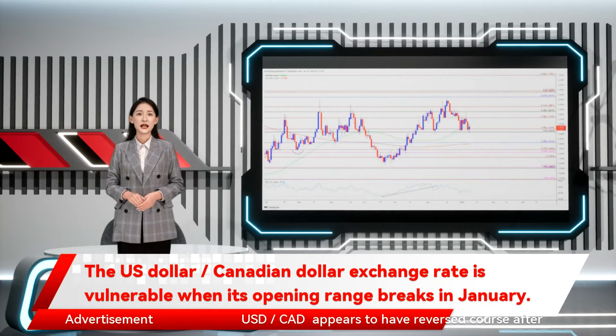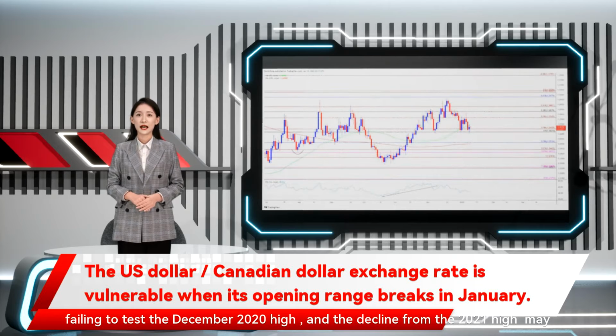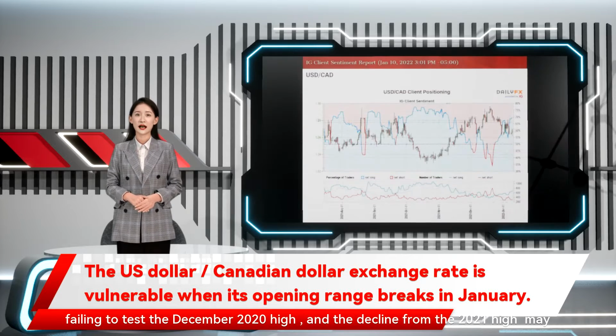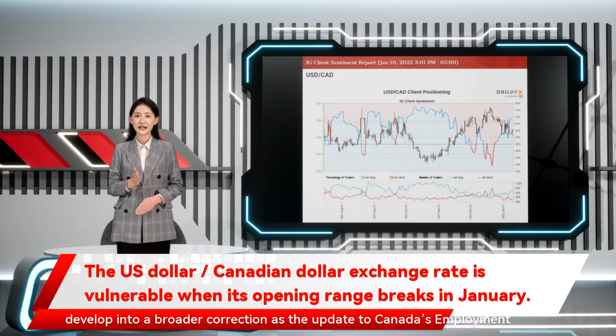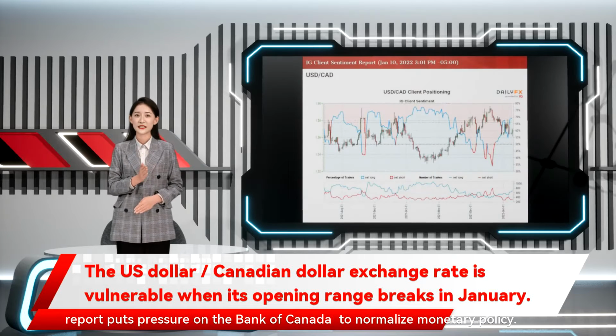USD/CAD appears to have reversed course after failing to test the December 2020 high, and the decline from the 2021 high may develop into a broader correction as the update to Canada's employment report puts pressure on the Bank of Canada to normalize monetary policy.